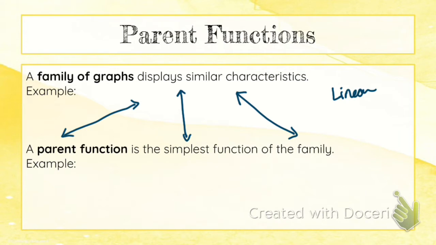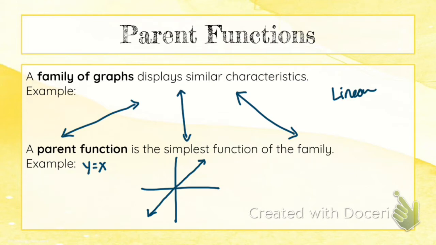But the parent function, so we have a family, so this could be dad, cousin, uncle, sister, brother. But the parent function, the one that reigns them all in, is the simplest function of the family. So the simplest function of the family in this case is going to be y equals x. And that is the line. So if these are our axes, the function is this line right here. And that's what the parent function for linear functions looks like.